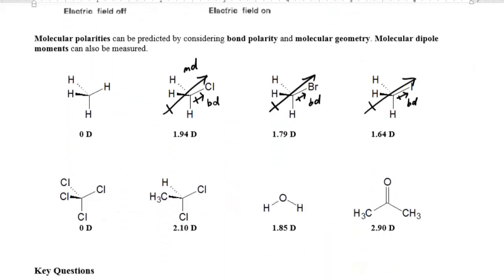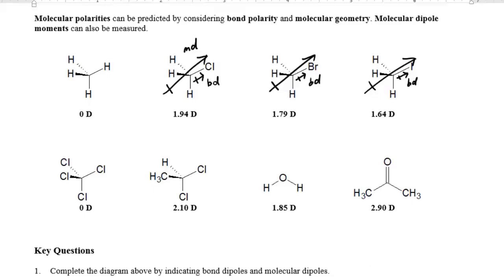Okay? So in this case, the molecular dipole moments match perfectly with what we would expect based on differences in electronegativity. Indeed, the chloromethane is a more polar molecule than iodomethane. All right, so I'm going to stop for a minute and ask you, in a sense, to complete key question number 1. So you're going to complete the rest of the diagram by indicating bond dipoles and molecular dipoles.